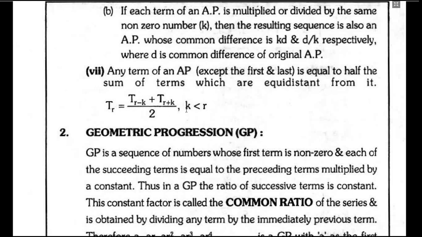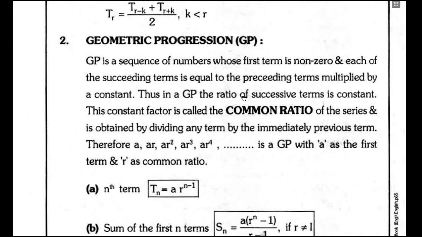Any term of an AP except the first and last is equal to half the sum of terms which are equidistant from it. Means Tr will be equal to (Tr minus k plus Tr plus k) divided by 2, except first and last term. Okay, the sum of terms which are equidistant from it will be equal to half of it. Geometric progression. The next sequence is GP.